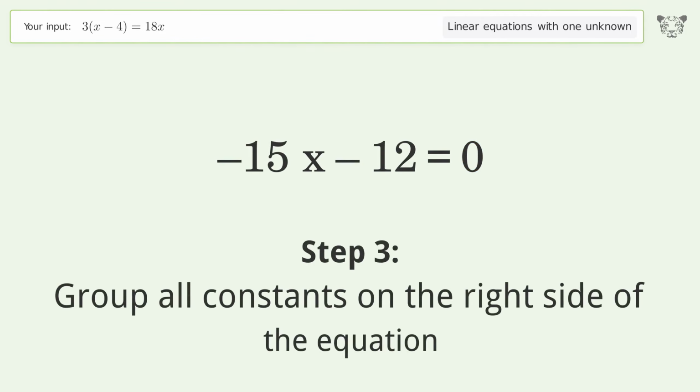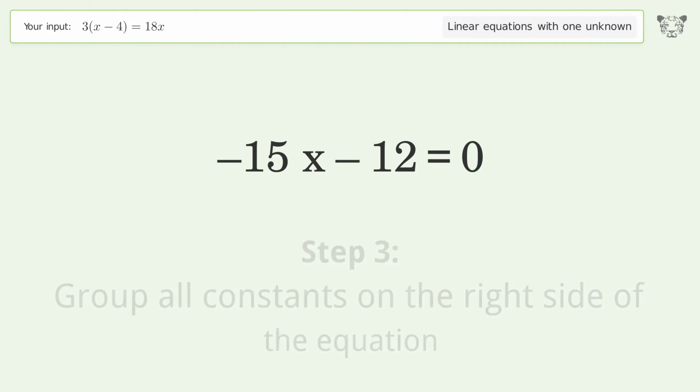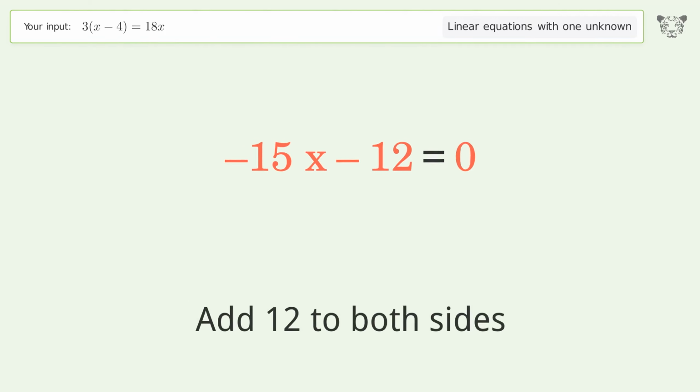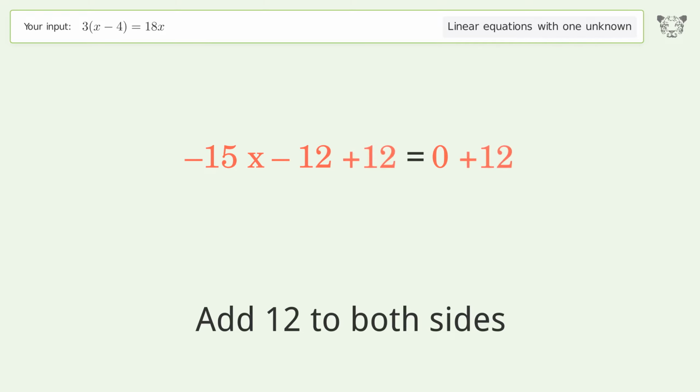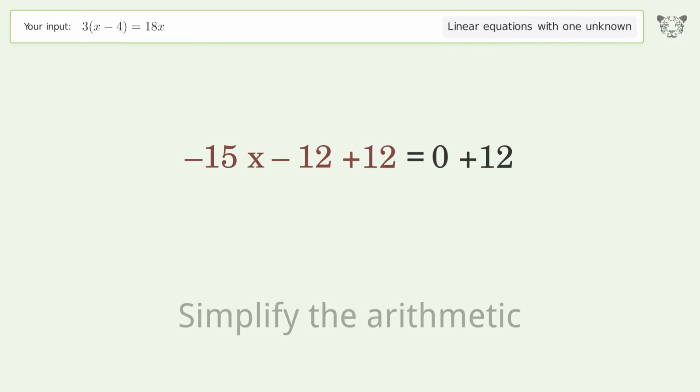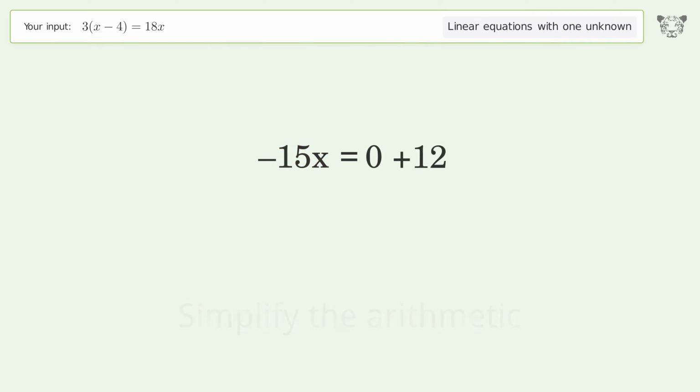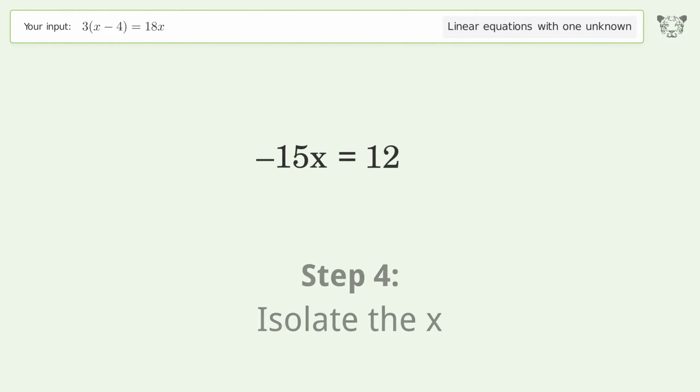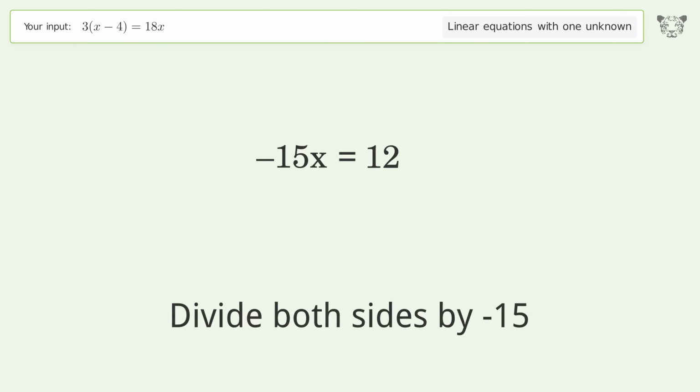Group all constants on the right side of the equation. Add 12 to both sides. Simplify the arithmetic. Isolate the x. Divide both sides by -15.